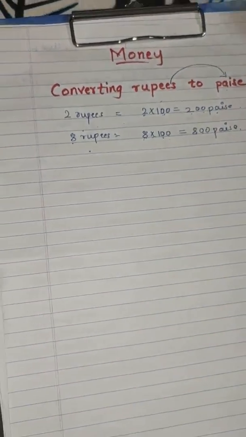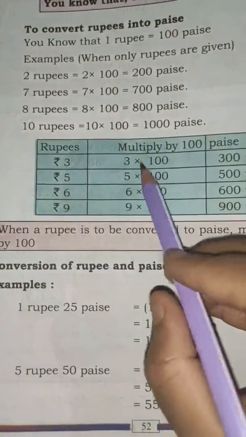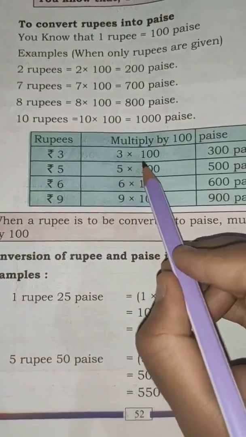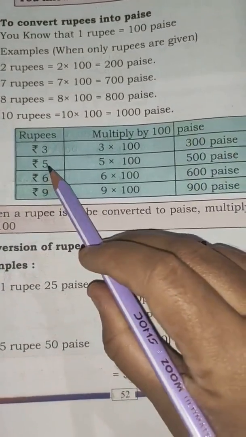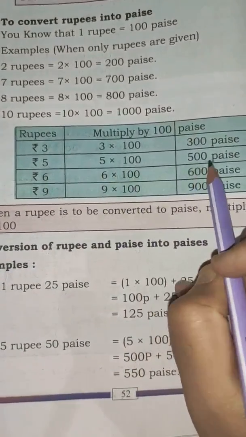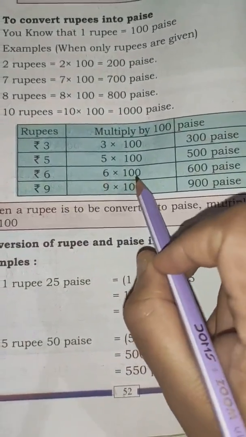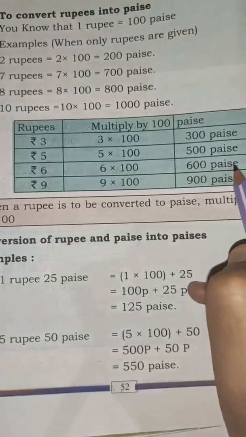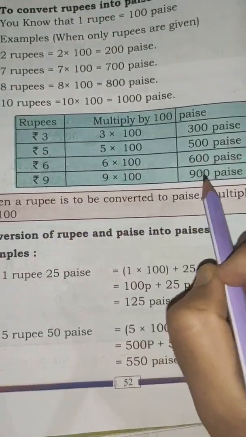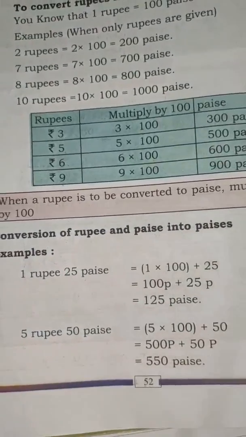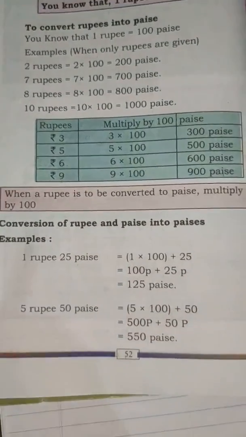In the same way, here you can see in this table 3 rupees. So multiply by 100. 3 into 100 is 300 paise. So 5 rupees, 5 into 100, 500 paise. So 6 rupees, 6 into 100, so 600 paise. Next, 9 rupees, 9 into 100 means 900 paise. Understood, children? Okay, so now let us take another example.